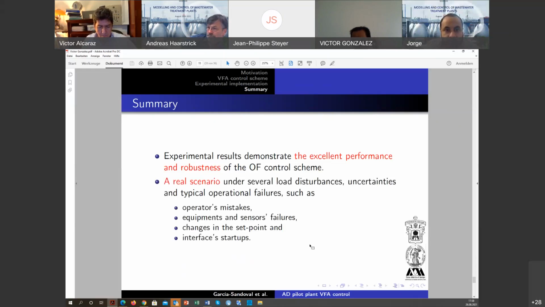Well, I just said that we tested the controller in a real scenario: operator mistakes, which are very common, sensor failures, devices, and of course, the typical changes to test the robustness of the controllers, or the robust controllers, and the problem related to the miscommunication between the pilot plant, the data acquisition system, and the laptop. Next.